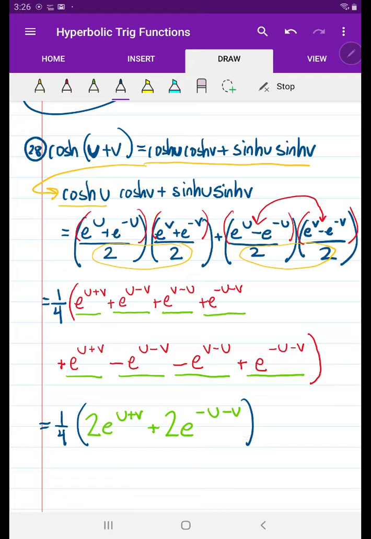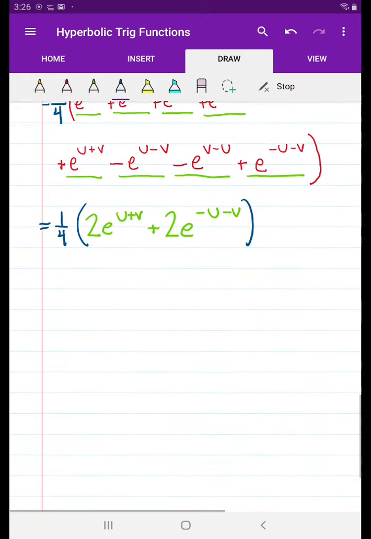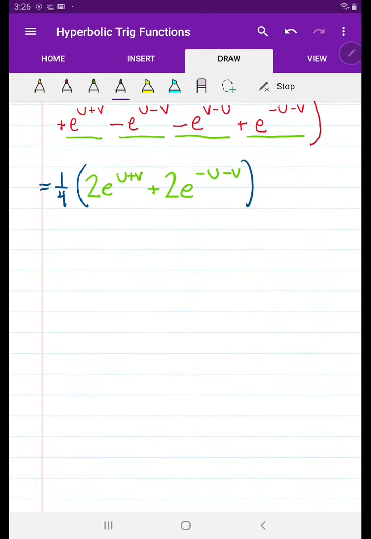Okay? So now what I can do is cancel between this 4 and these 2's, right? And so this 4 becomes a 2, and then these 2's disappear. So then what I have is e to the u plus v plus e to the minus u minus v, and that's all over 2.